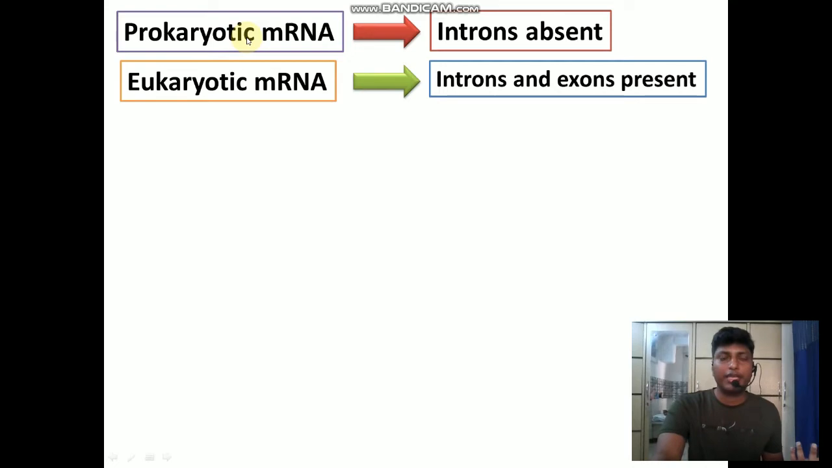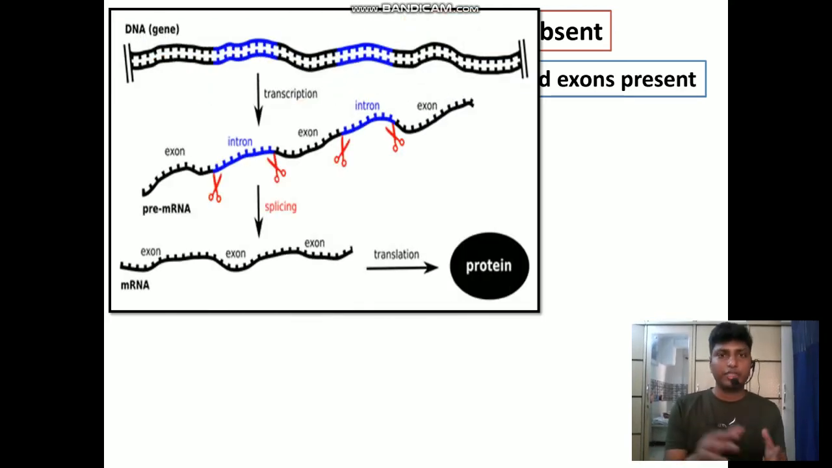In case of prokaryotic mRNA, there are no non-coding sequences which are called introns, whereas in case of eukaryotic mRNA, there are non-coding sequences as well as coding sequences. Non-coding sequences are called introns and coding sequences are called exons. So for example, in this particular diagram, as you can see, this is the DNA of a eukaryote, right? So in this case, the blue part is indicating the non-coding sequences which are called introns.